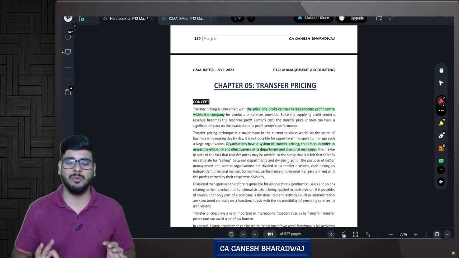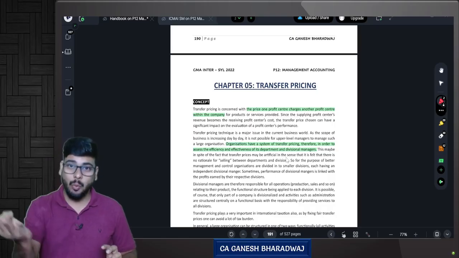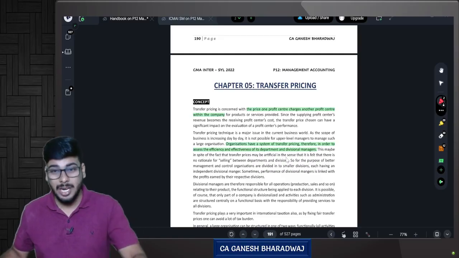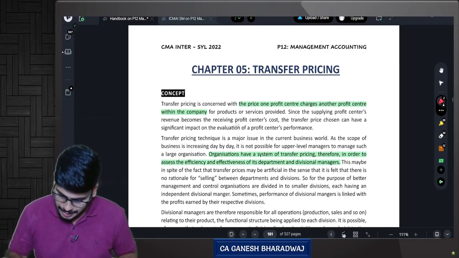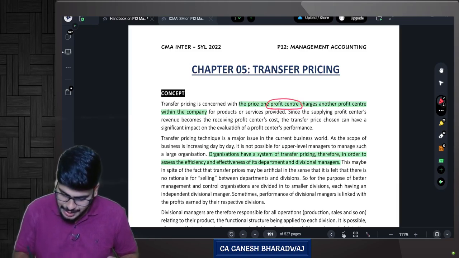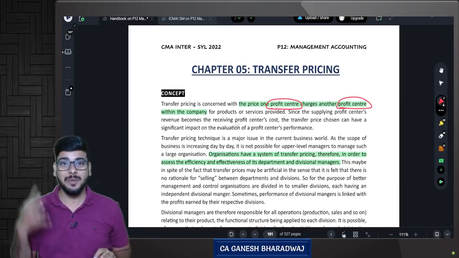First, what we saw was, what do you mean by a transfer price? Why is there a need for a transfer price? What will it help us achieve? All these things only we have seen till now. Are you clear? Now you read the introduction, you will understand. Look, transfer pricing is concerned with the price one profit center charges another profit center. Are you clear with this? Division A was a cost center. Now it has become a profit center.